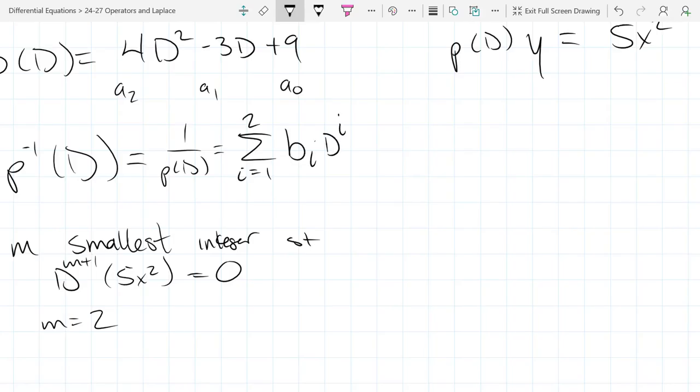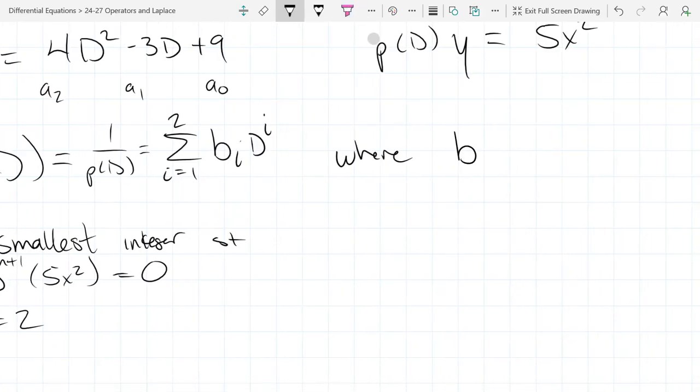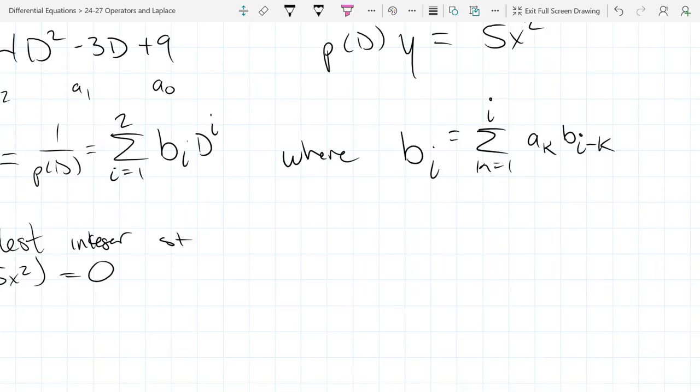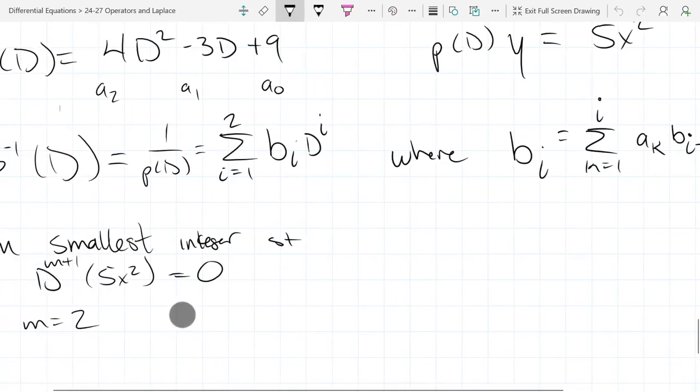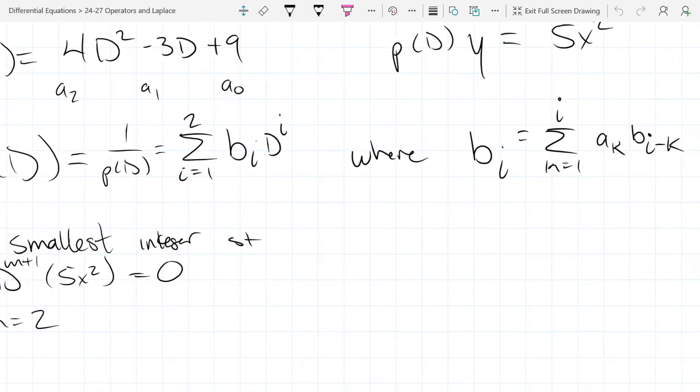So let's go ahead and fill in that value. So we got 2 at the top. And this is going to be B_i D^i, where, now this is where it gets complicated. So just copying this down from above, k equals 1 to i. So it might be a little worrying. Well, we're trying to figure out what B is, but we don't know the other B's. Let's see if that'll be a problem.